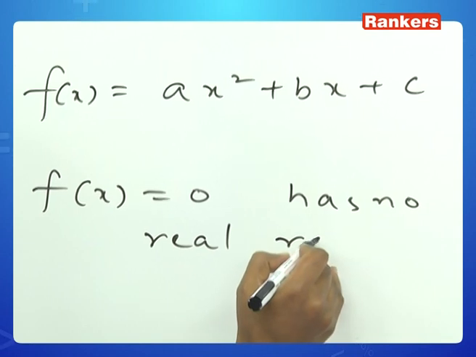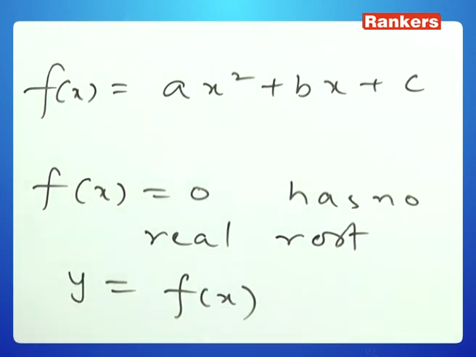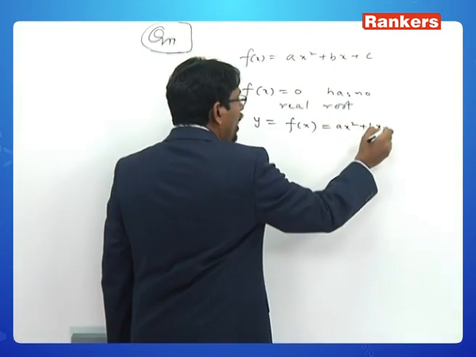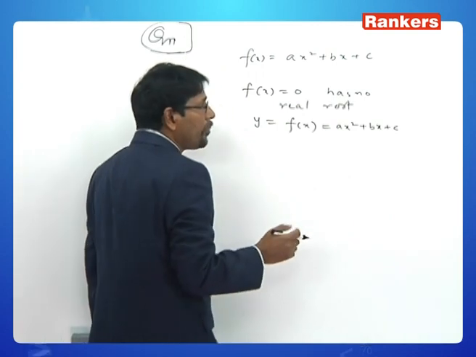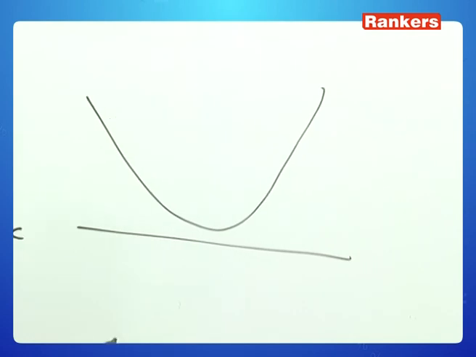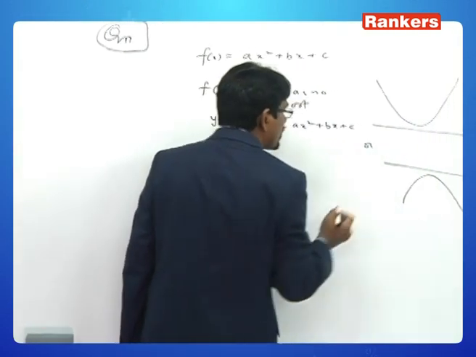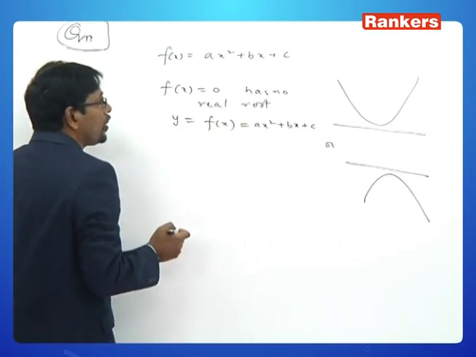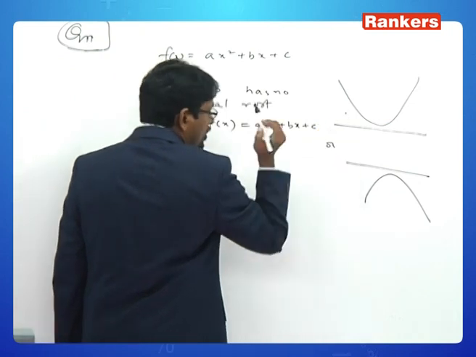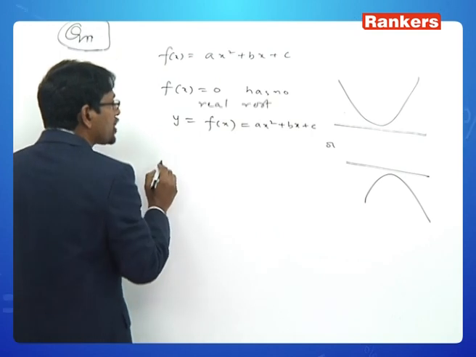That means when I draw the graph of y equal to f of x, that is y equal to ax square plus bx plus c graph, it has to be completely above the x-axis like this, or it should be completely below the x-axis. Now what should the graph be like, this or this? So let us use some other information here.